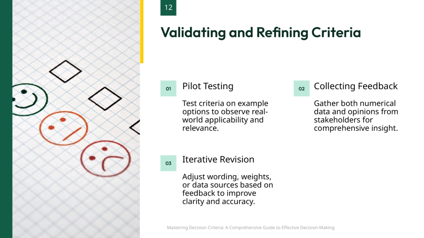Finally, iterative revision allows us to fine-tune the wording, adjust weights, or even change data sources based on the feedback we received. This continuous improvement ensures clarity and accuracy in the final criteria. The image here emphasizes the feedback process, highlighting the importance of tracking responses to make informed adjustments.